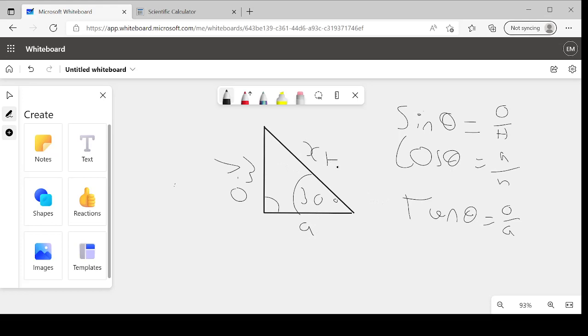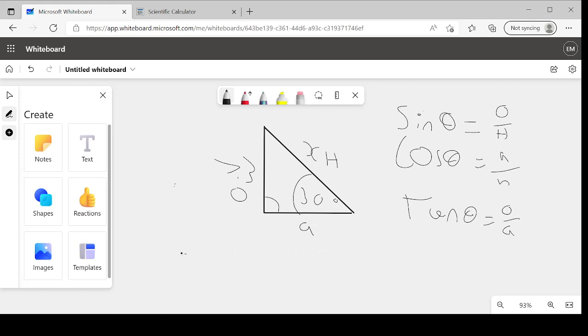So we've labelled those. Now we need to find which one of these equations we'd like to use. To find it out, we need to find which of these contain both the unknown, x in this case, and the side value that we have, in this case 7.3. So let's have a look at sine. So O, we have 7.3, H, we have x. So this is what we want. For example, we wouldn't want to use cosine because A neither has a value nor is an unknown.